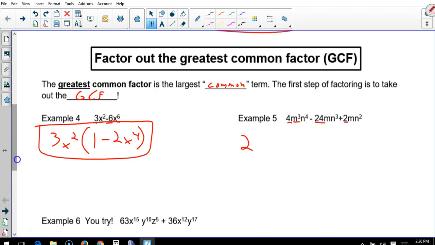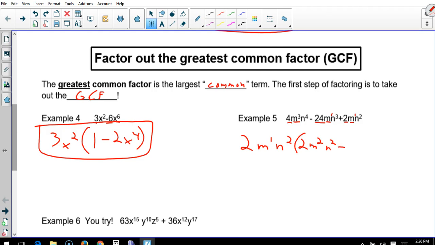We have m to the third, m to the 1, m to the 1. We always can take out the smallest common exponent, m to the 1. n to the 4, n to the 3, n to the 2. So we're going to take out the smallest common exponent. Now we divide. 4 divided by 2. m3, m1, m1. 3 minus 1 is 2. n4 minus n2 is n squared.